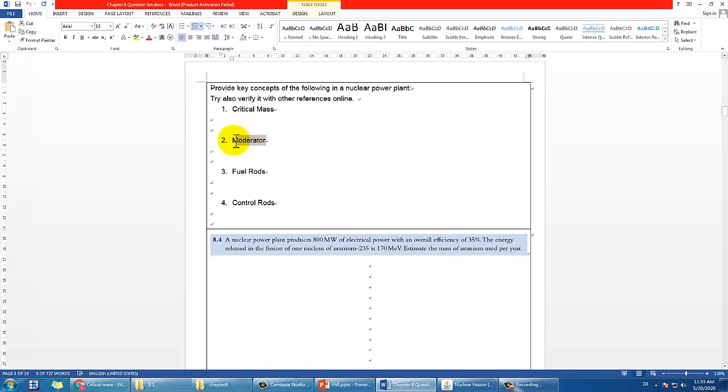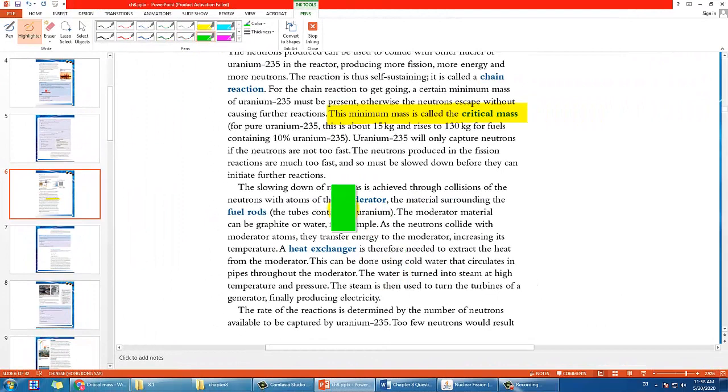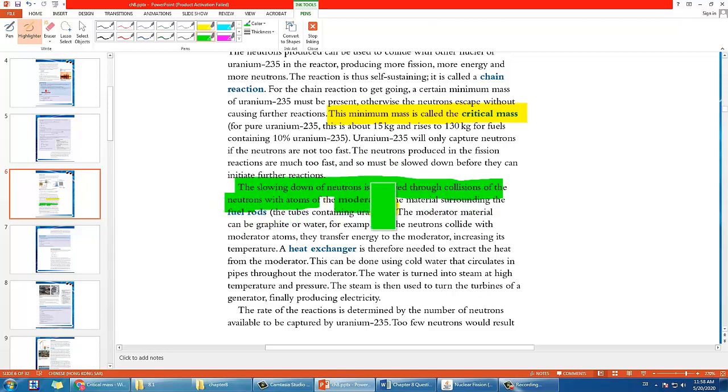Okay. The second thing is called the moderator. In your textbook, the moderator is described as something that slows down the neutrons, and it is achieved by the collision of the neutron with the atoms of the moderator itself.